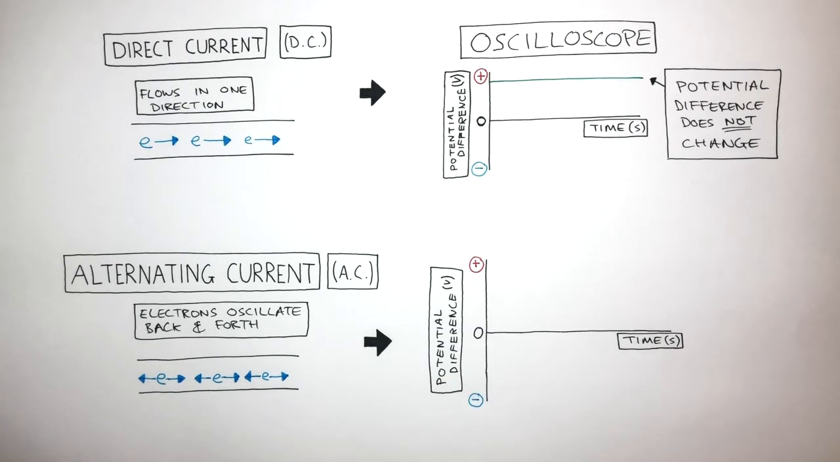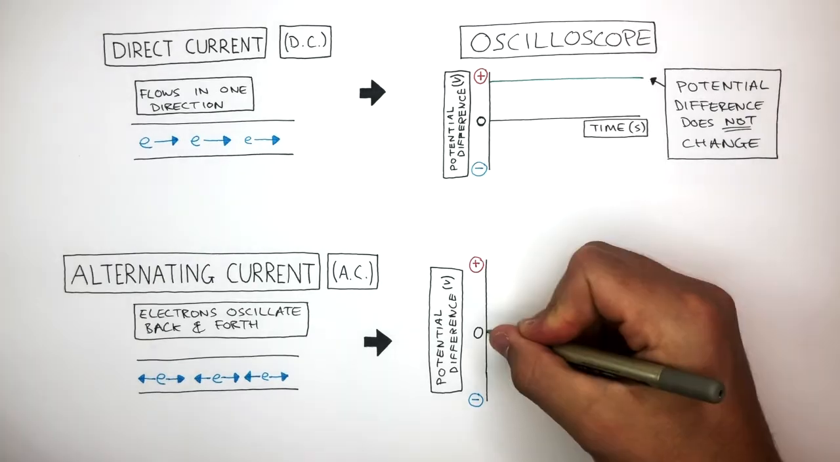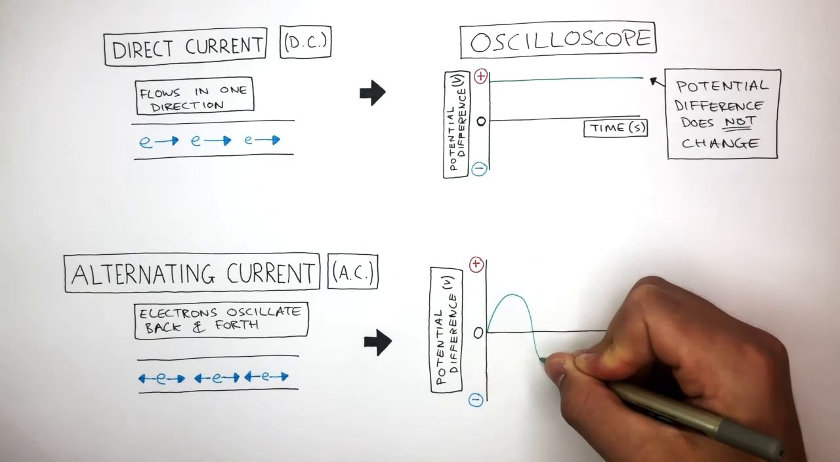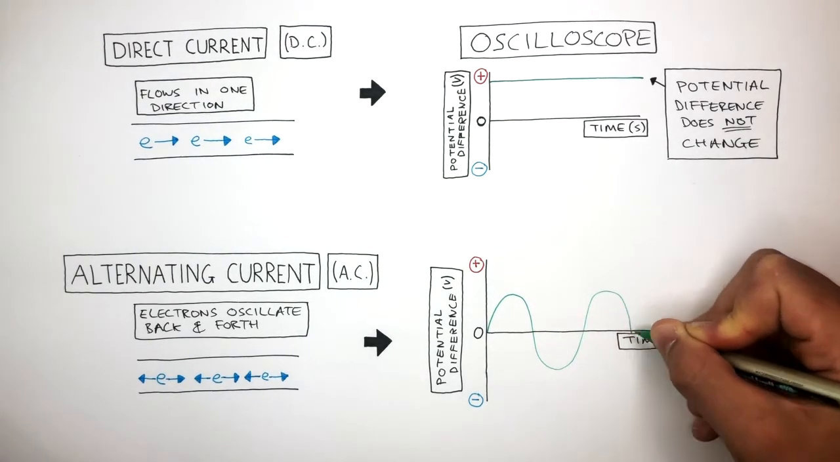Here's another graph to show what an alternating current looks like on an oscilloscope. On this graph, we already know on the x-axis is time and on the y-axis is potential difference, where the positive sign represents the potential difference in the forward direction and the negative sign represents the potential difference in the backwards direction. An alternating current on an oscilloscope looks something like this, where the potential difference increases, then decreases, then increases, then decreases, and so on.